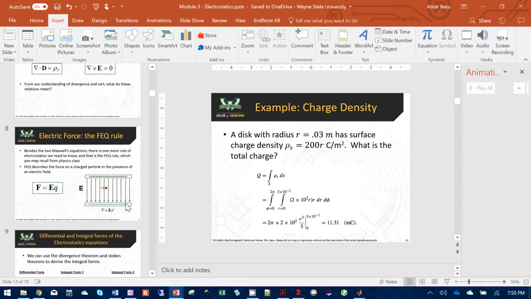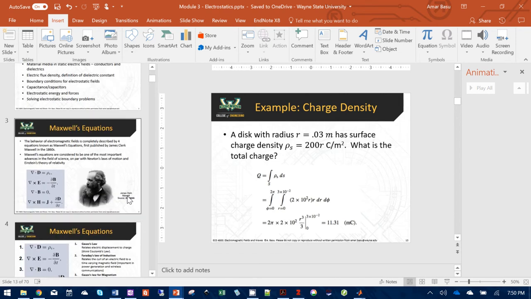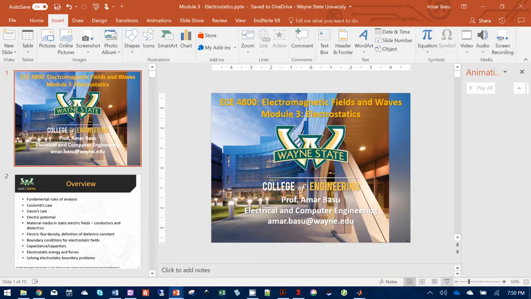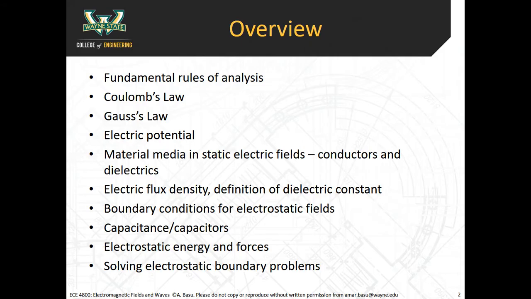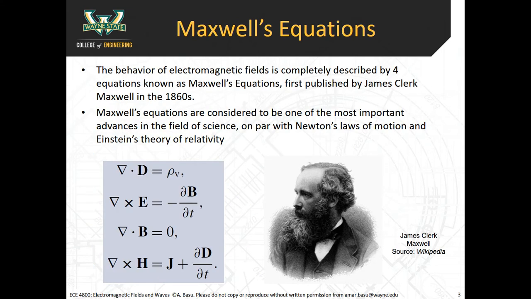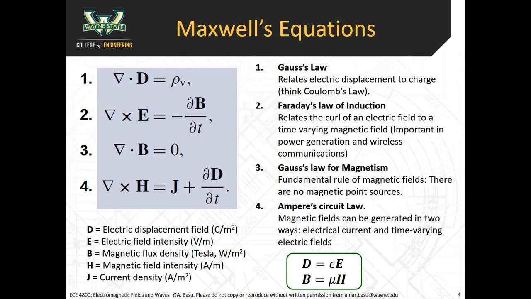All right, quick recap of last time. So let's just roll through this from the beginning here. We started the electrostatics module last time. We talked about some basic rules of electrostatics, meaning like the Maxwell's equations. All right, there are 4 Maxwell's equations: Gauss's law, Faraday's law of induction, Gauss's law for magnetism, and Ampere's circuit law.